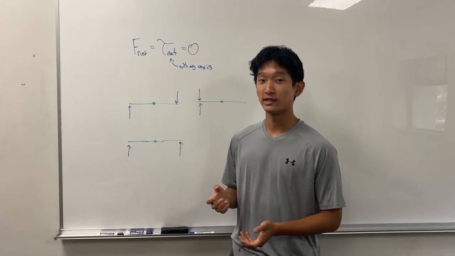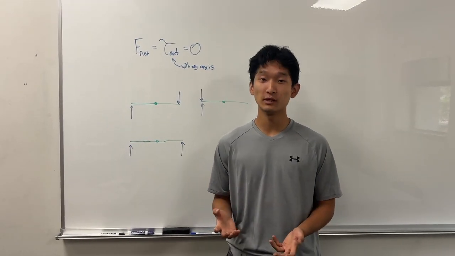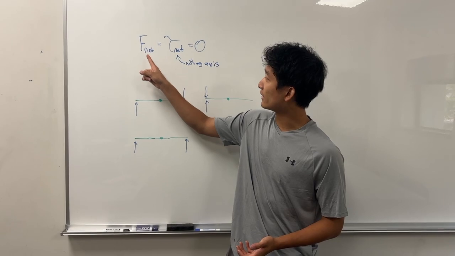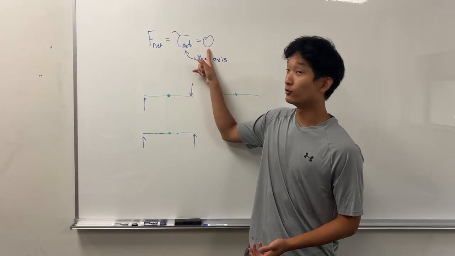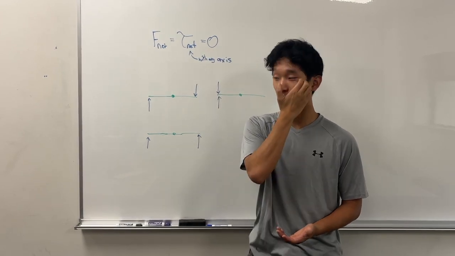The other part of our theory is that for any system in equilibrium, we will always have a net force and a net torque about any axis equal to 0. And so we can see that with 3 examples.